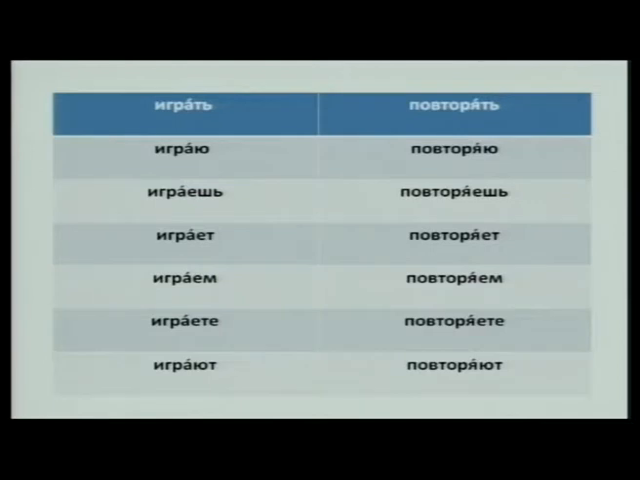Let me give you a few more examples of verbs like играть and повторять. Please pay attention to the conjugations and pronunciations. The verb играть. Я играю, ты играешь, он, она играет, мы играем, вы играете, они играют. Повторять. Я повторяю, ты повторяешь, она повторяет, мы повторяем, вы повторяете, and они повторяют. Please remember the sequence and the pronunciations.